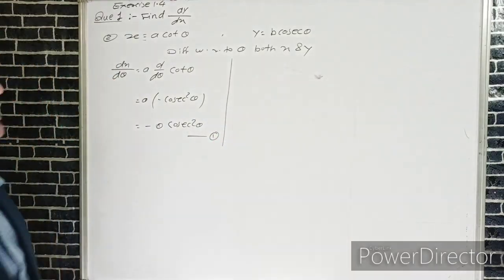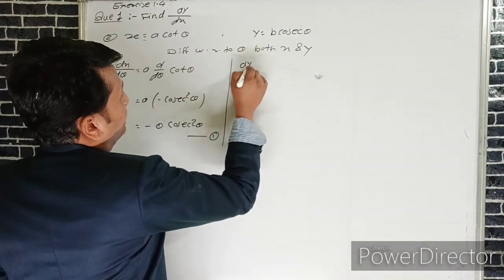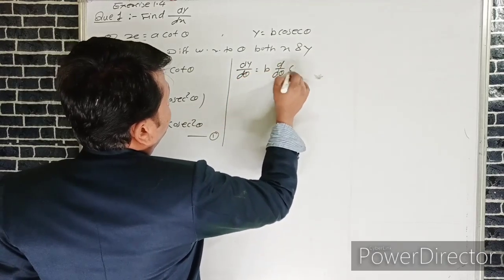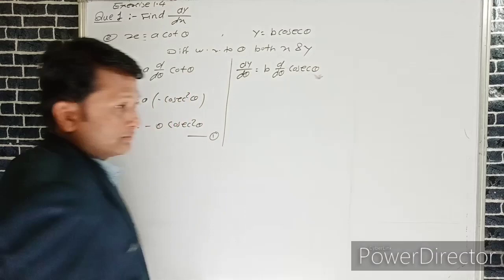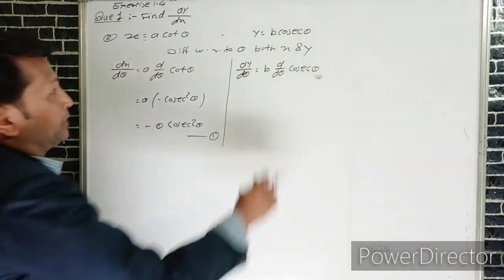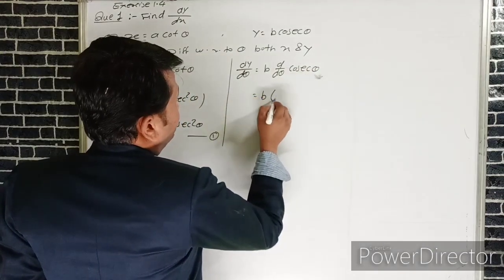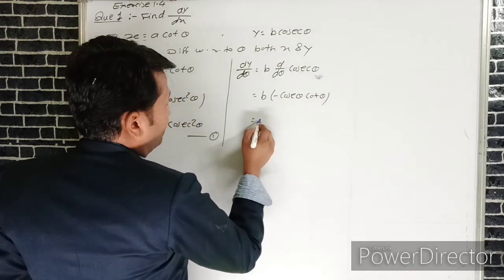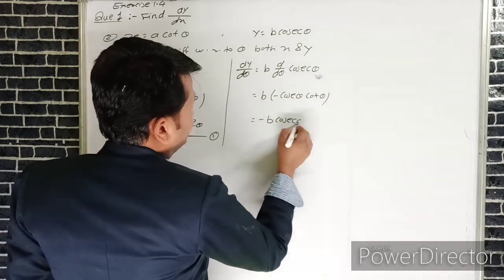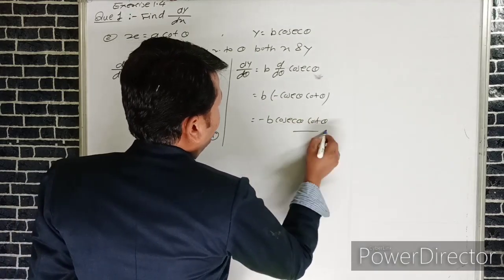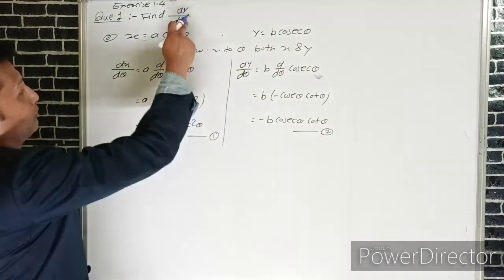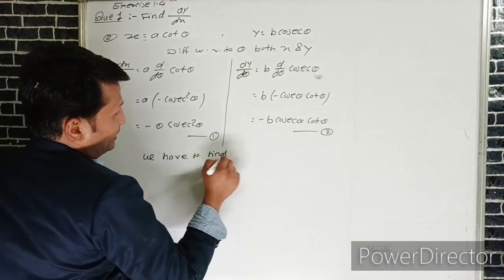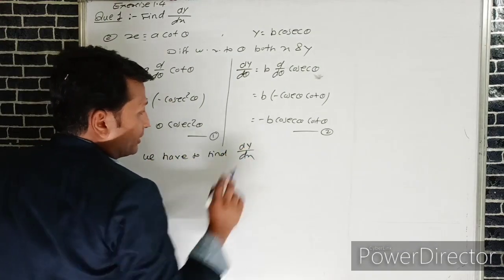Now again, y is equal to b cosec theta. If we take the derivative with respect to theta, we can write dy by d theta. b into the derivative of cosec theta. The derivative of cosec theta is minus cosec theta into cot theta. We can write it minus b cosec theta into cot theta, number 2. We have to find dy by dx.